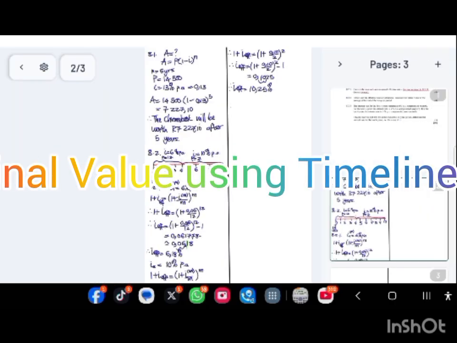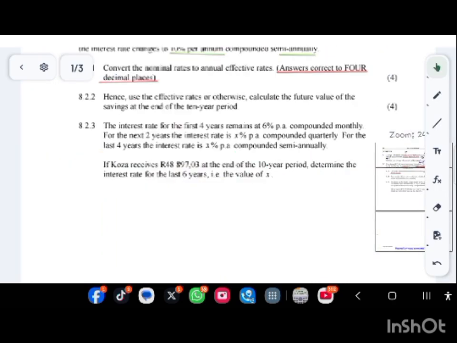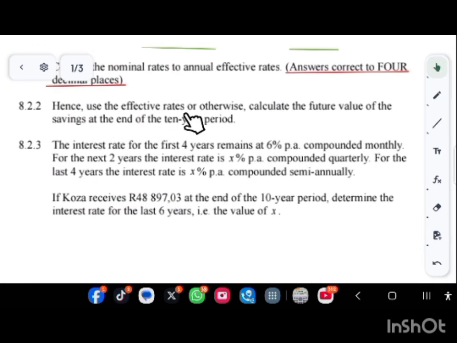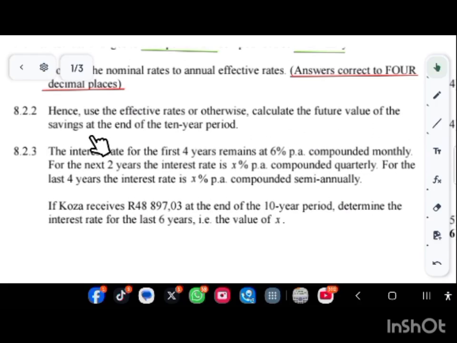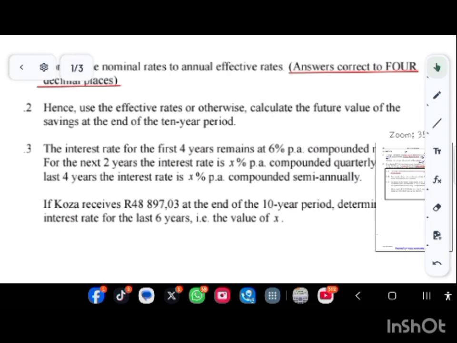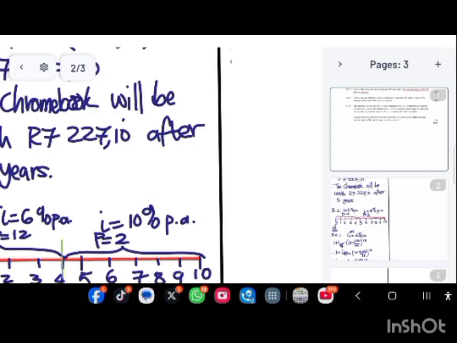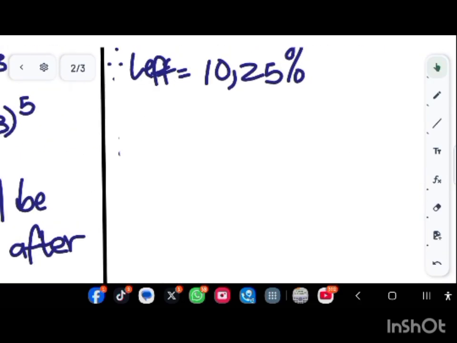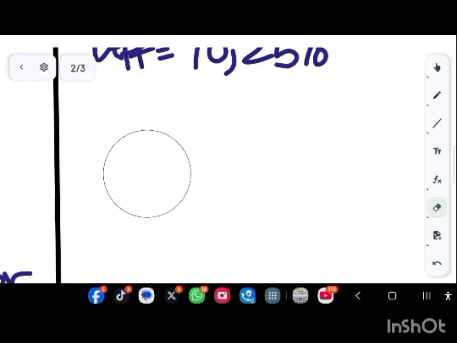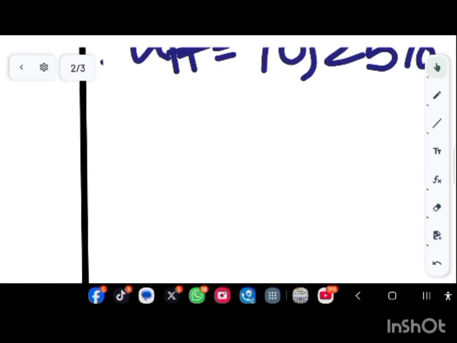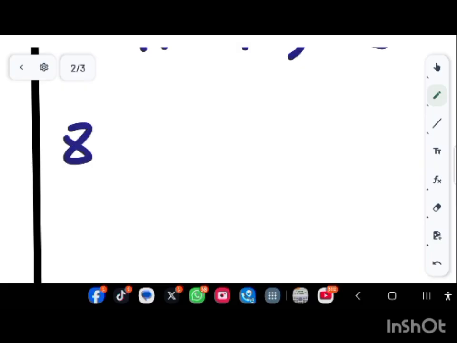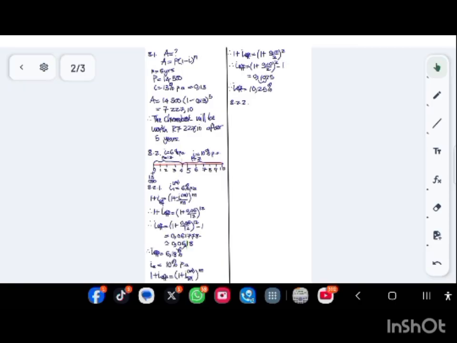Next question, 8.2.2. Hence, use the effective interest rate, or otherwise calculate the future value of the savings at the end of the 10-year period. We're going to use both methods, and I'll show you how to use both methods to get answers. Now, the answers will be slightly different, but you will see exactly how and why. One level of accuracy will be different from the others, so let's go. 8.2.2.